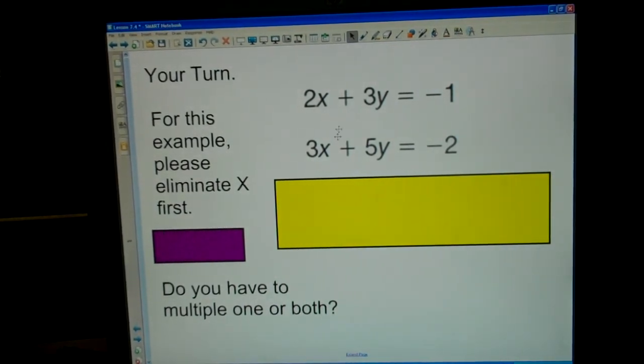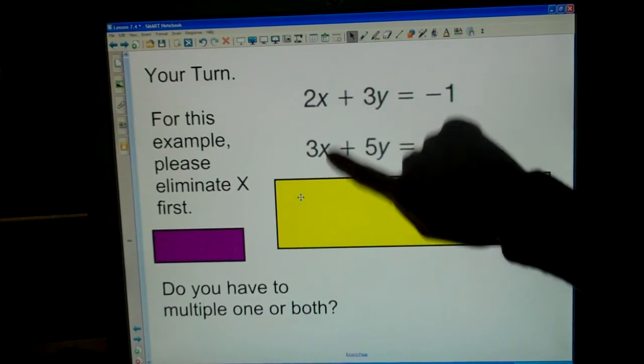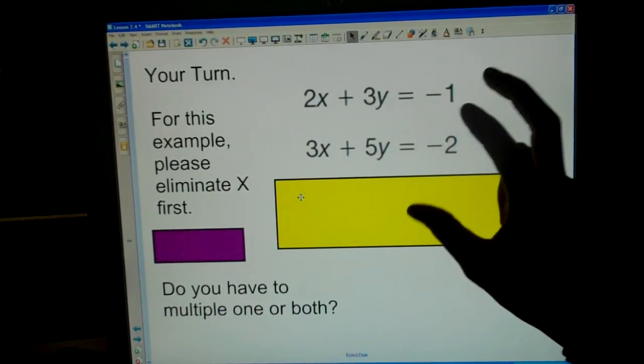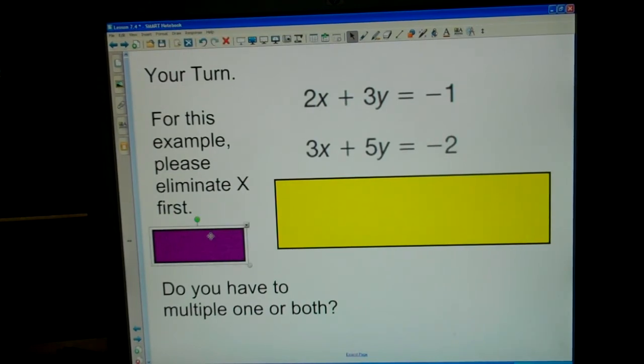Now, here's what I want you to think about. I have 2x and I have 3x. If I want to get these to go away, what's the least common multiple? What's the smallest thing that both of these numbers go into? The least common multiple is 6, okay? That's the smallest number that both of those go into. So somehow I have to get one of these to positive 6 and one of them to negative 6. Do you have to multiply one or both? And the answer is you have to multiply both, okay?